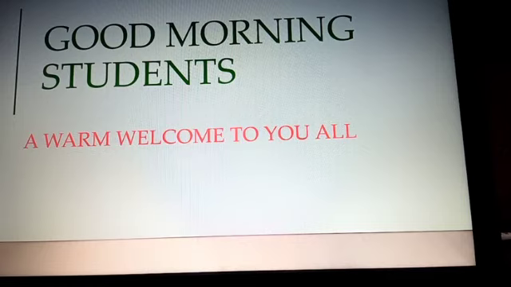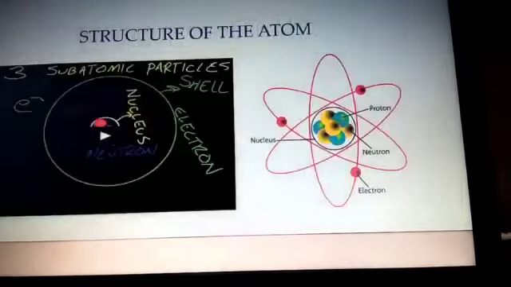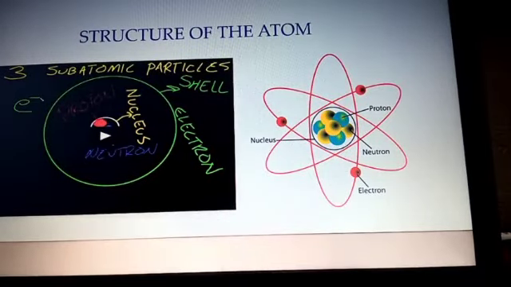Today, we are going to discuss lesson 4 in chemistry, that is, structure of the atom. Here, you can see two pictures, children, that is related to atom. The first one is the atom is made up of the three subatomic particles, and this is the shell where you can see the subatomic particles are protons.